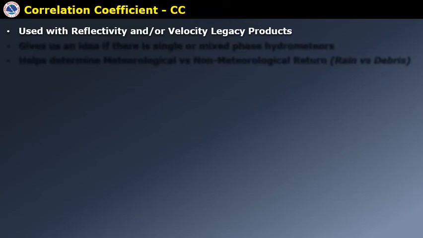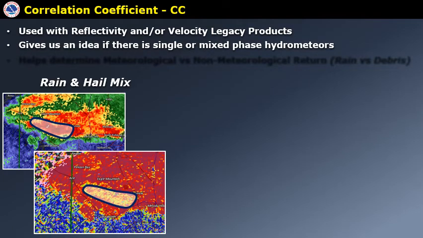Let's explore an application of CC. As noted with the ZDR example, dual pole products should be examined in combination with base radar products such as reflectivity and/or velocity. Now in the image on the left, we note that the higher reflectivity values are co-located within a region of reduced CC. This implies a mixture of rain and hail.